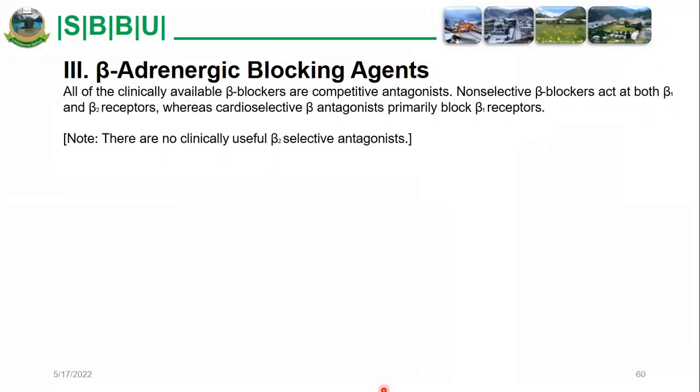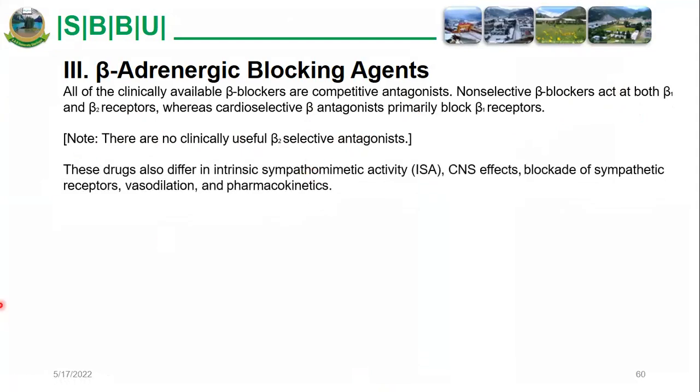Beta adrenergic blocking agents. All of the clinically available beta blockers are competitive antagonists. Non-selective beta blockers act at both beta 1 and beta 2 receptors. Selective beta antagonists primarily block beta 1 receptors, which are mostly in the heart, rather than beta 2 receptors in the lungs. There are no clinically useful beta 2 selective antagonists; for beta 2 we need beta 2 agonistic activities.